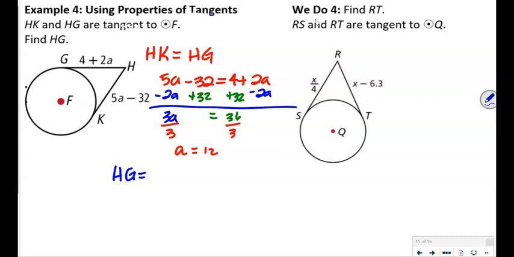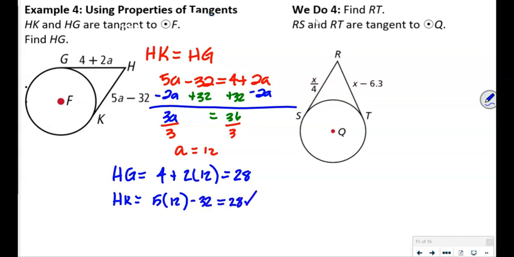HG is the 4 plus the 2 times the 12, right? That's 24 plus 4, so that's going to be equal to 28. This equals 28. Now, the way we check this is to see if HK is also 28. So I'm going to do that. HK is going to be equal to 5 times 12. That's 60 minus 32, and that is also 28. So there's my check to make sure I got the right value for A.